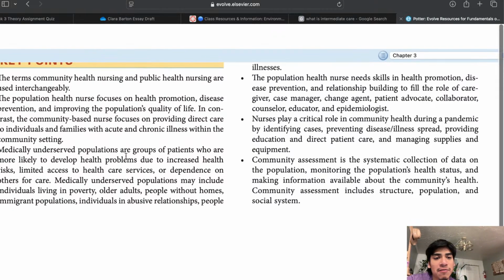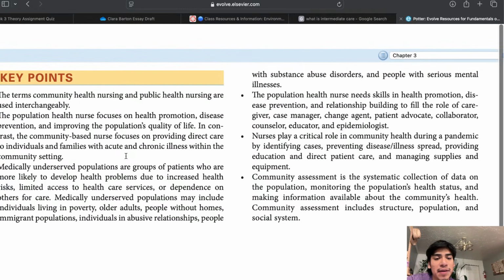So medically underserved populations are a group of patients who are more likely to develop health problems due to increased health risk, limited access to healthcare, and dependence on others for care. Medically underserved populations may include individuals living in poverty, older adults, people without homes, immigrant populations, individuals in abusive relationships, people with substance abuse, and people with serious mental illness.